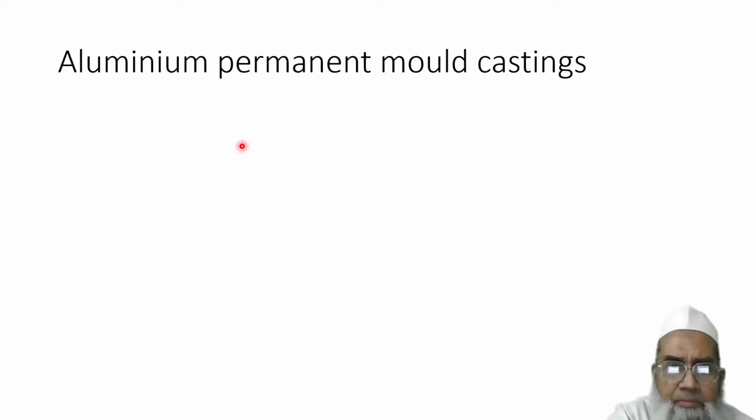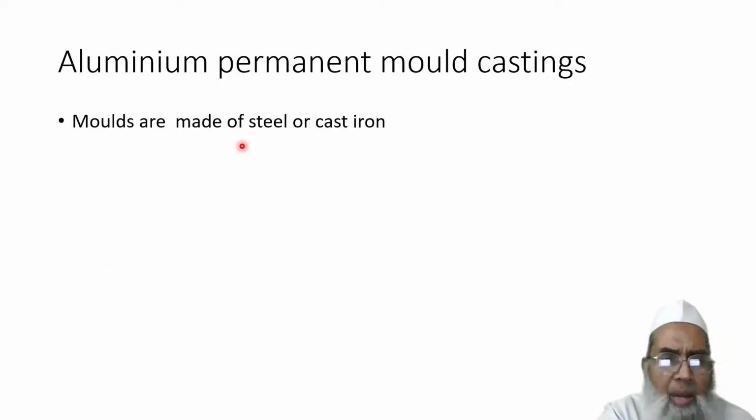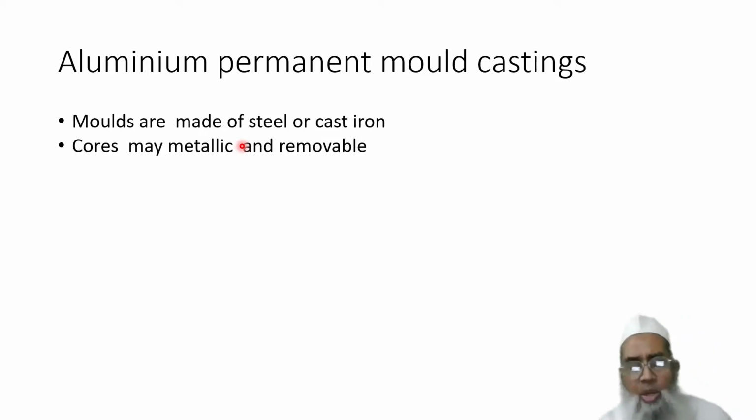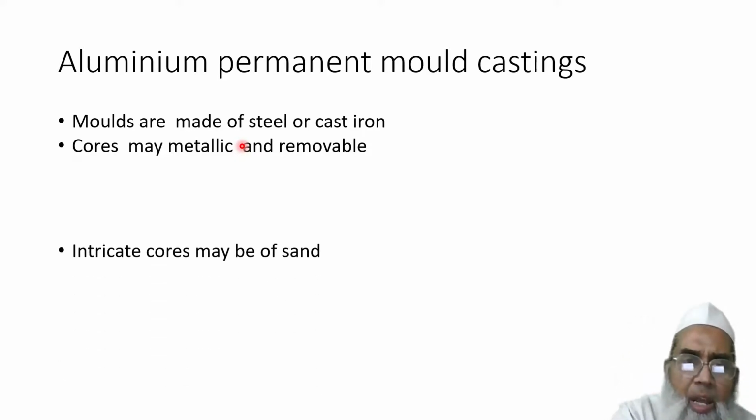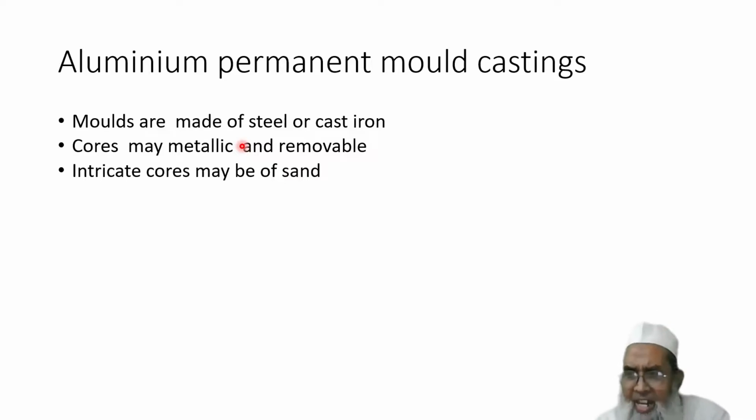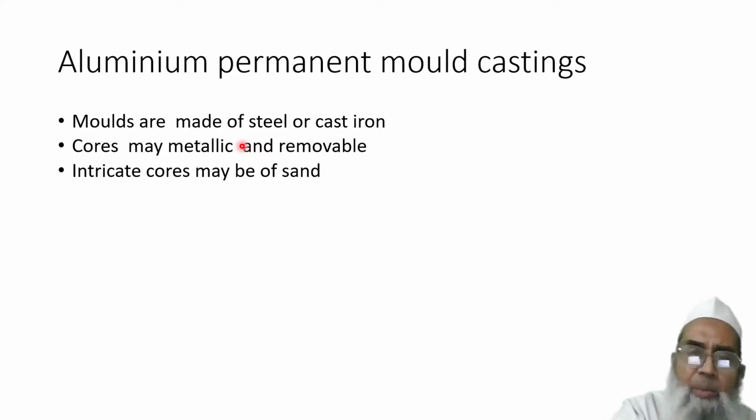Now aluminium can be cast in permanent molds, as we have discussed, as it has a low melting point, low pouring temperature and low density, and is therefore very easy to handle and can be used safely with permanent molds. Generally the permanent molds are made of steel or cast iron. Cores in the case of permanent molds can be metallic, which can be removed after solidification. But if the cores are intricate, it is very difficult to remove metallic cores, and therefore we can employ cores which are collapsible and can be removed easily.